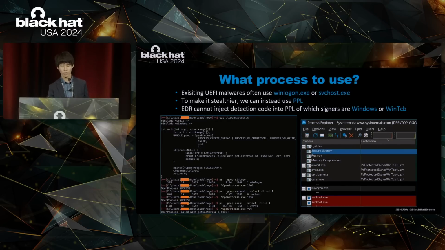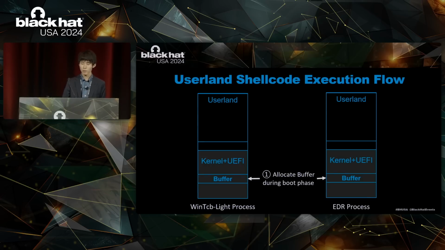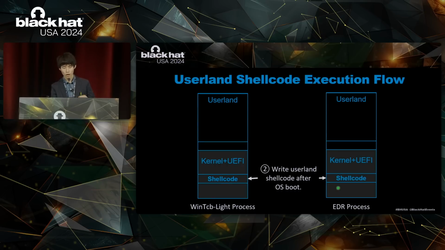So in the proof of concept backdoor, we use the CSRSS, which is signed with WinTCB Lite. So I'll explain the actual flow of userland shellcode execution starting from the boot phase. First, before the OS starts, UEFI sets up a buffer like this. And then after the OS has started, the runtime DXE driver builds the shellcode and writes it to the buffer. Now, the runtime DXE module is mapped to a high canonical address, just like the kernel driver, so these are shared between every process.